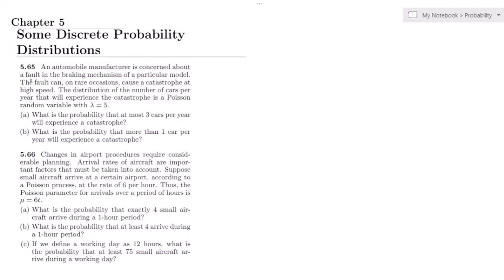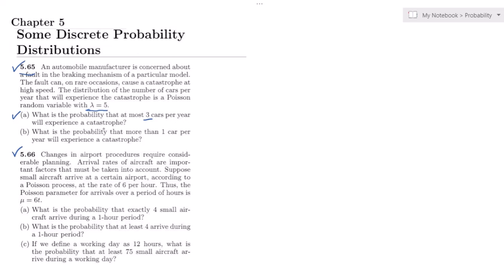Welcome back, guys. This is question 5.65 and 5.66. The statement of 5.65 is: an automobile manufacturer is concerned about a fault in the braking mechanism of a particular model. The fault can, on rare occasions, cause a catastrophe at high speed. The distribution of the number of cars per year that will experience the catastrophe is a Poisson random variable with lambda equal to 5.